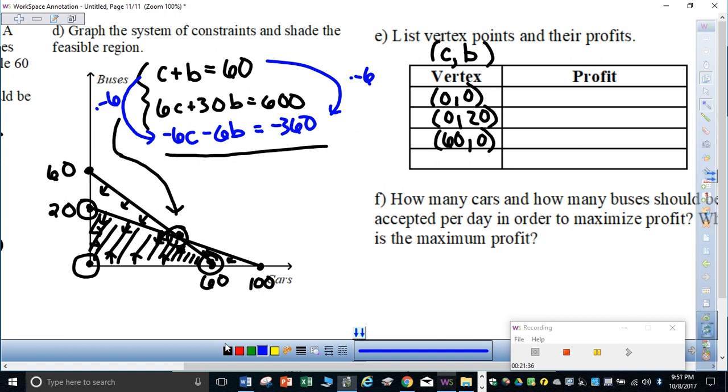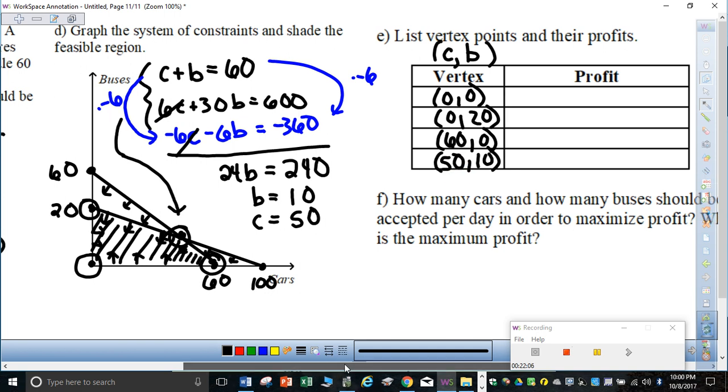All right, so we can see that our C's are going to cancel. So 6C minus 6C, those cancel. 30B minus 6B is 24B. 600 minus 360 is 240. Let's divide both sides by 24. We get B is 10. All right, so 10 buses. And if the total has to be 60, or if the total can be 60 at the most, we'll do 50 cars.